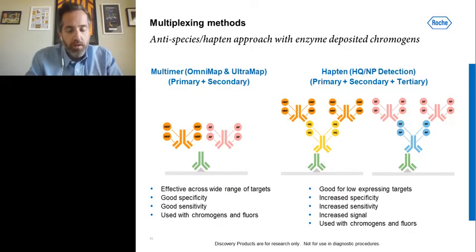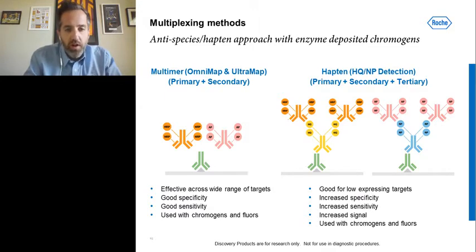These are a couple of the detection methods that we have available for the Discovery. So this is an antispecies or anti-hapten approach with enzyme-deposited chromogens. On the left-hand side, we have the multimer detection, which basically is an anti-species secondary antibody, and conjugated to that is your enzyme which is going to drive the chromogenic reaction. And in this case, it can be either HRP or AP.